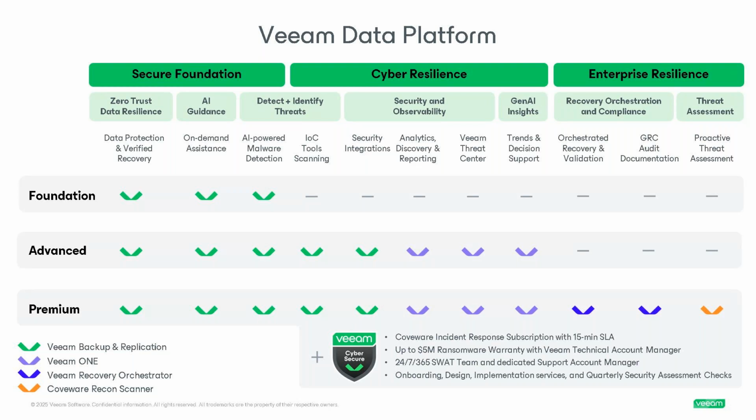AI-powered malware detection, some form of it, is in Foundation. Advanced and Premium is where you'd unlock a lot of the other more advanced security tools related to malware detection, like indicators of compromise scanning. More security and observability, AI, and then Recon Scanner is a somewhat new feature that is part of the Premium tier, so that might be worth checking out if that is new to you.